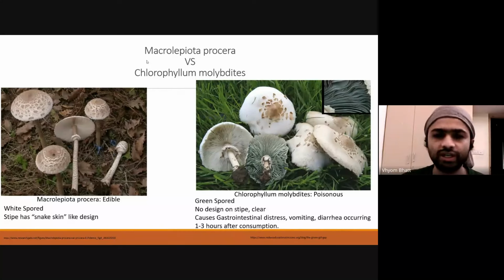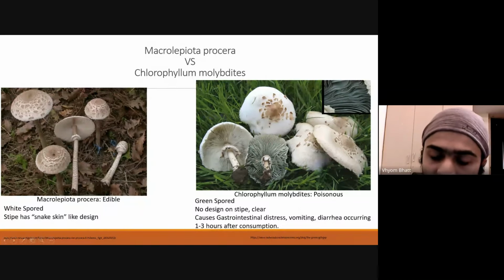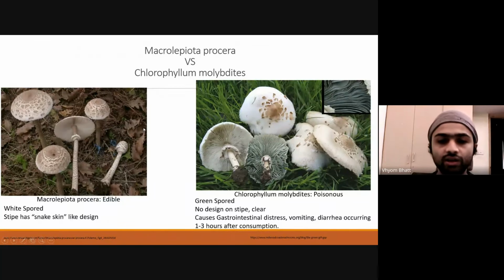Then again, I mentioned this 2-3 times in the presentation: Macrolepiota procera and Chlorophyllum molybdites. Macrolepiota procera is an edible. People love eating it. I enjoyed eating it when I had it. As I mentioned, it has a snake-type skin. That is an identification feature compared to Chlorophyllum molybdites, which is a vomiter. It can cause gastrointestinal distress, diarrhea after 1 to 3 hours of consumption. Another feature is that this has green spores and the other has white spores. So that's how you can figure it out.